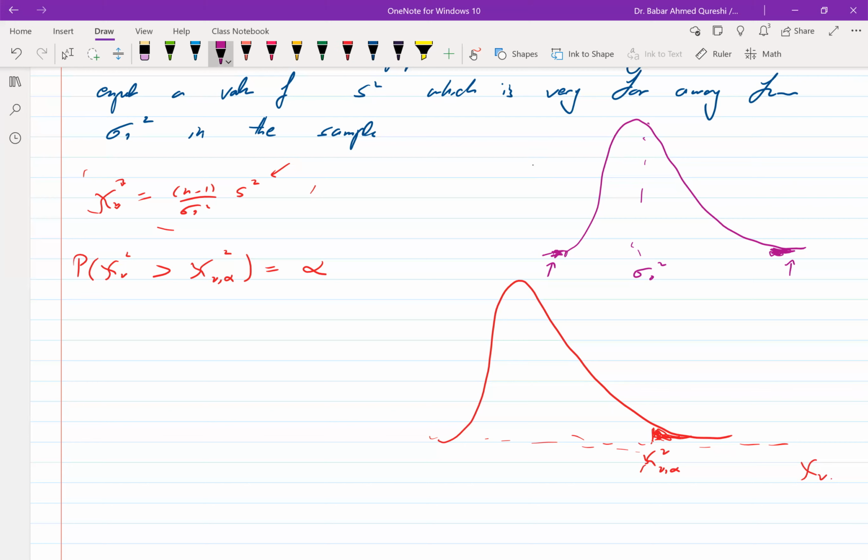So obviously now you can define a test that if I have my hypothesis that sigma square, the population variance, is less than a particular value of sigma naught square, then the alternate is sigma square is more than this value.